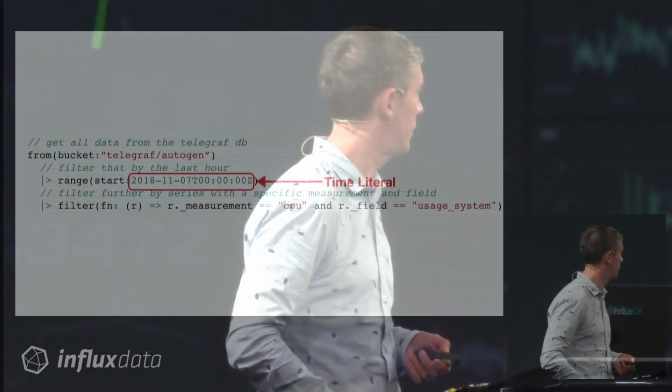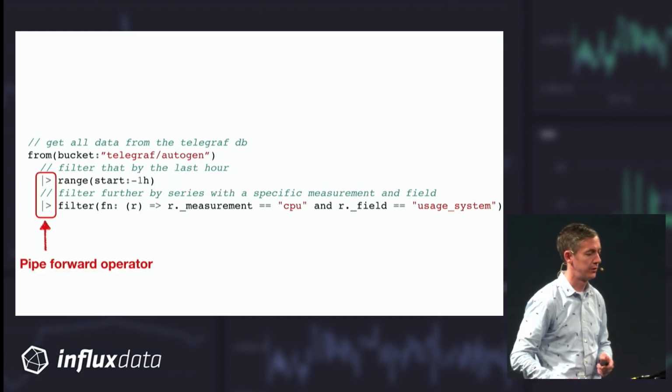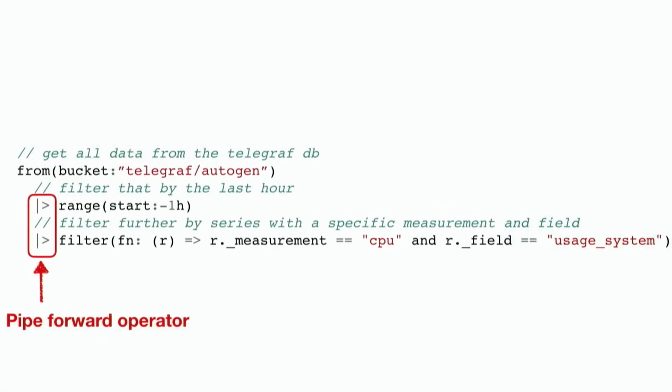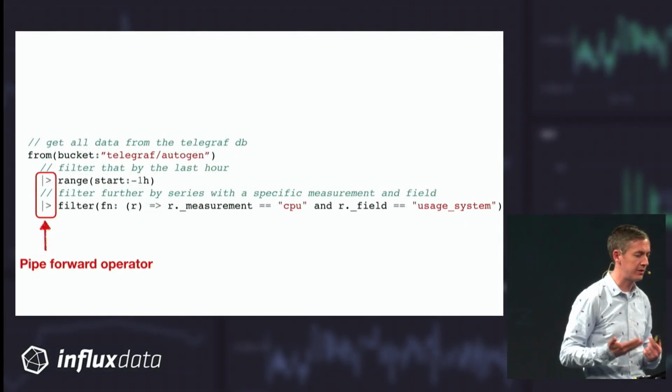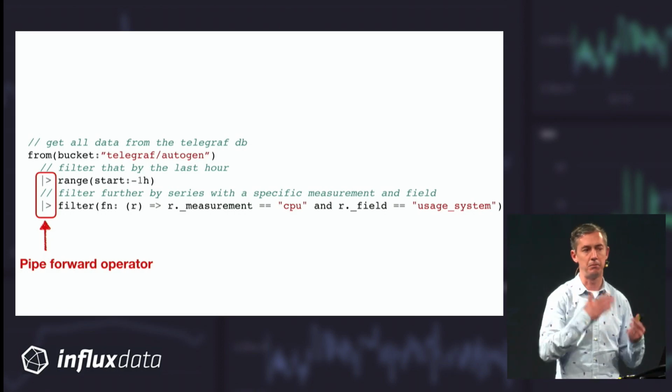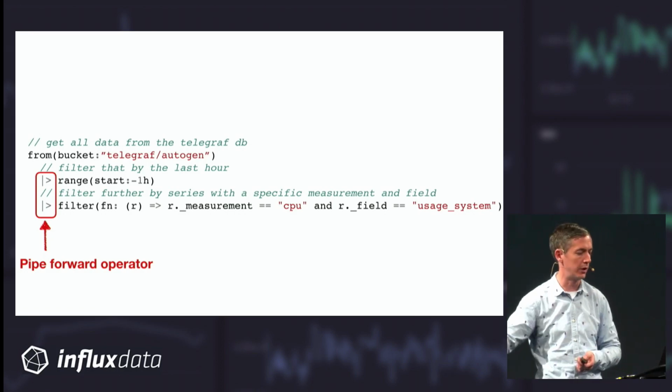There are also duration literals as a first-class citizen in the language. There are time literals. We have this funky-looking pipe forward operator. This is something we borrowed from functional languages like Elixir. And it basically just means take the output of the last function and pipe it to this function. In Lisp, this would be a bunch of nested function calls and the parenthesis nightmare that you see. We think this is a far more readable way to think about the flow of data from one function to another.